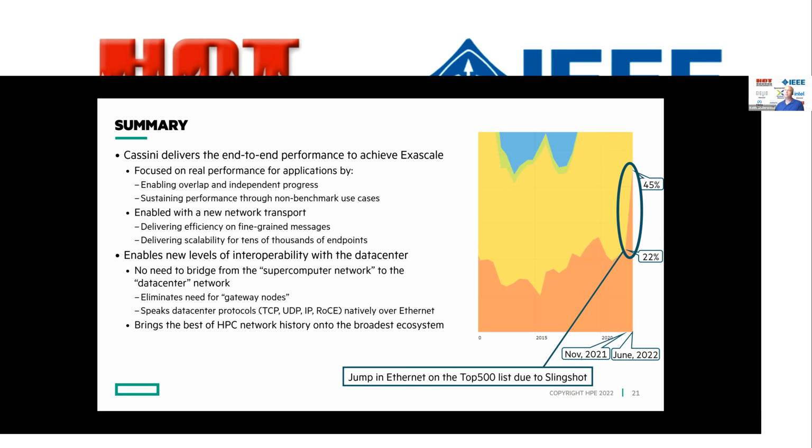It enables us to get new levels of interoperability with the data center, which is a big change for HPC systems because, for example, you can speak RoCE straight off of a Cassini NIC out to a storage system that's sitting out in the data center.